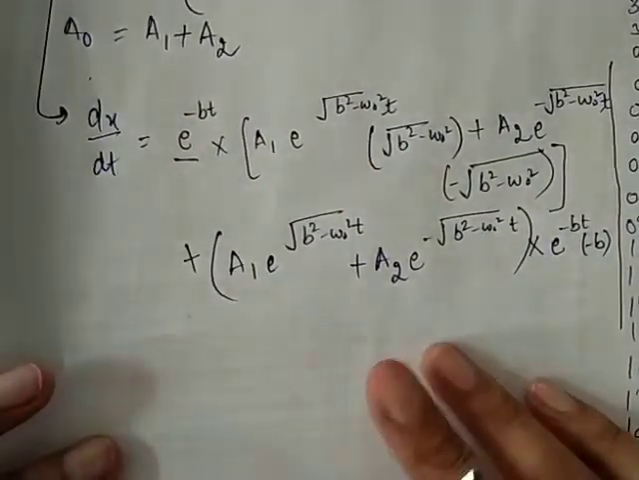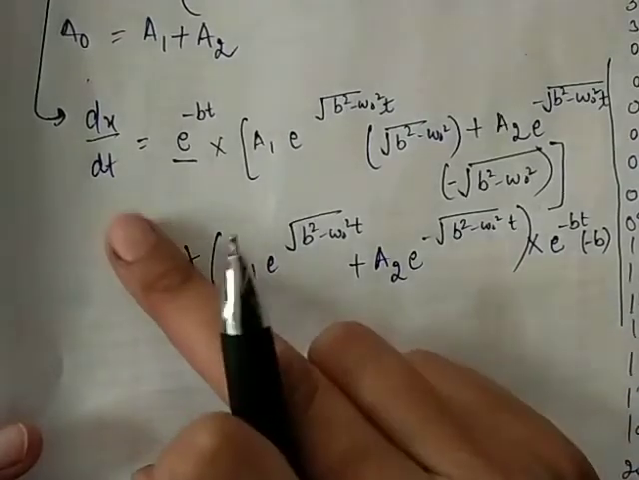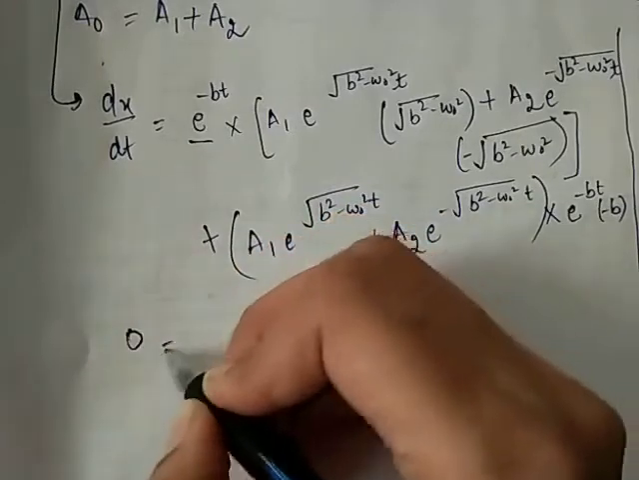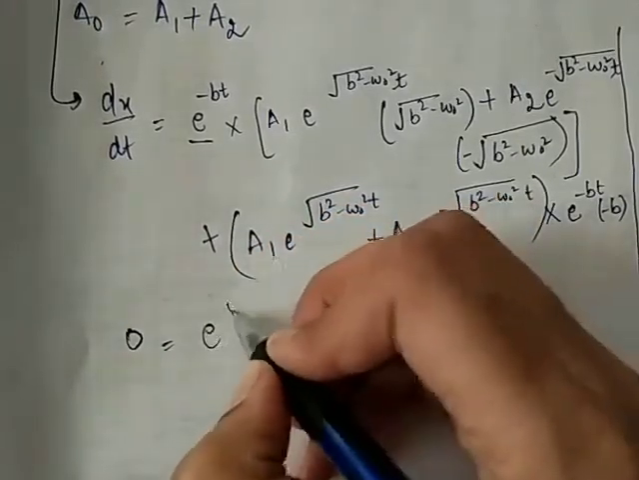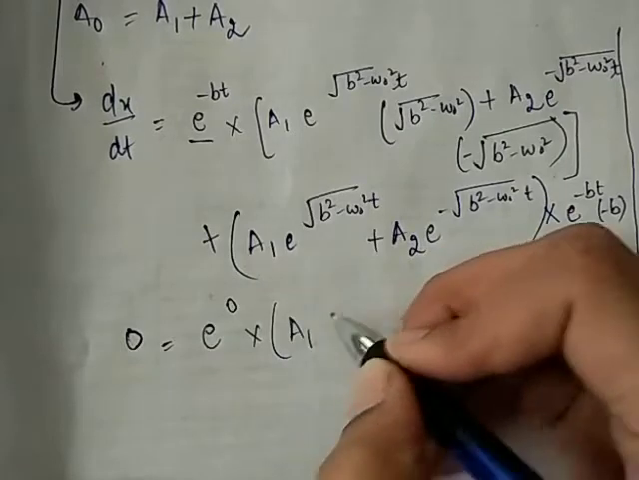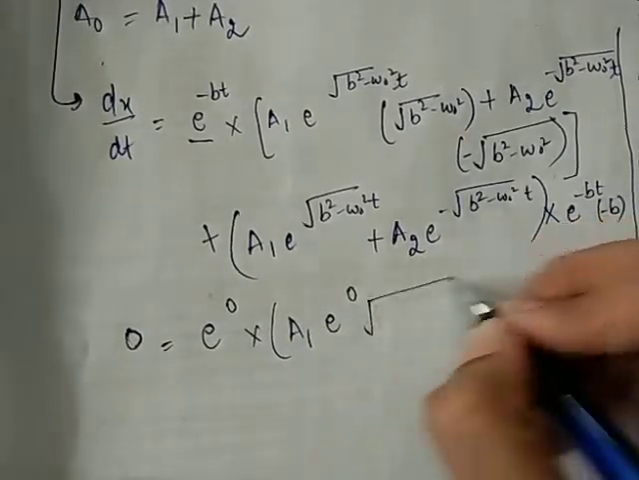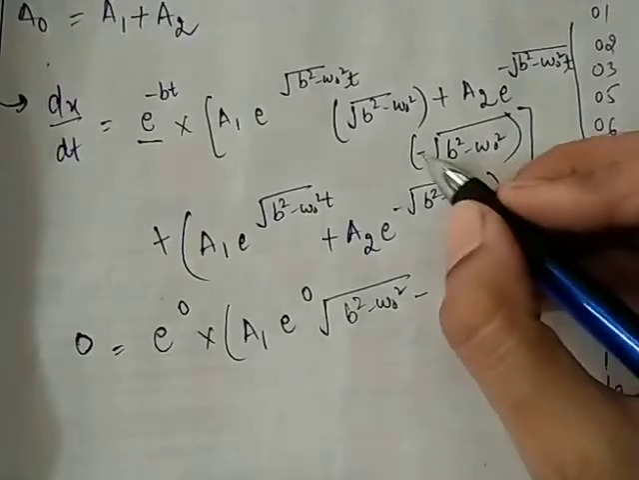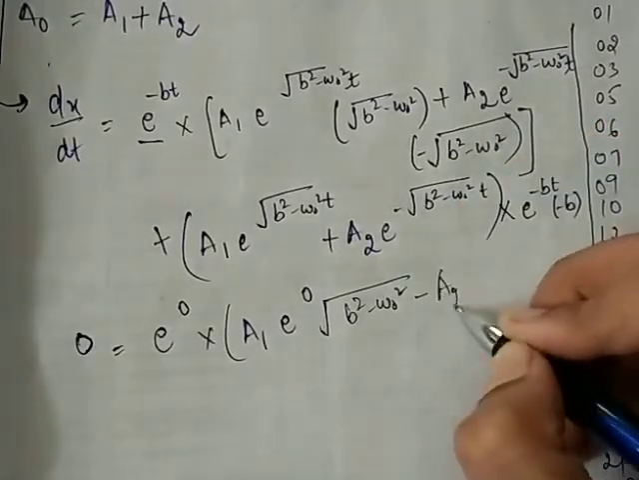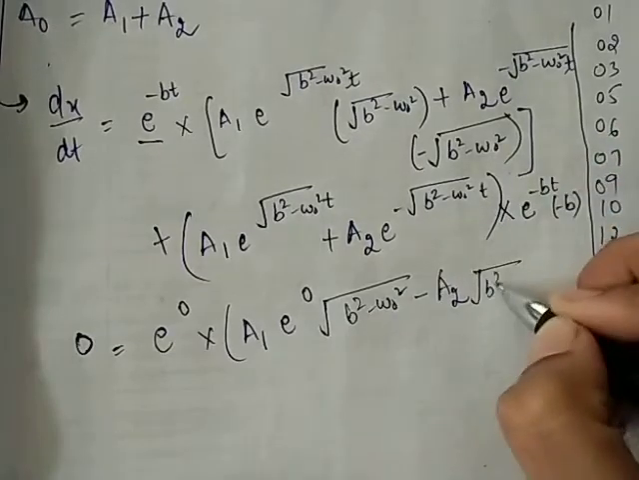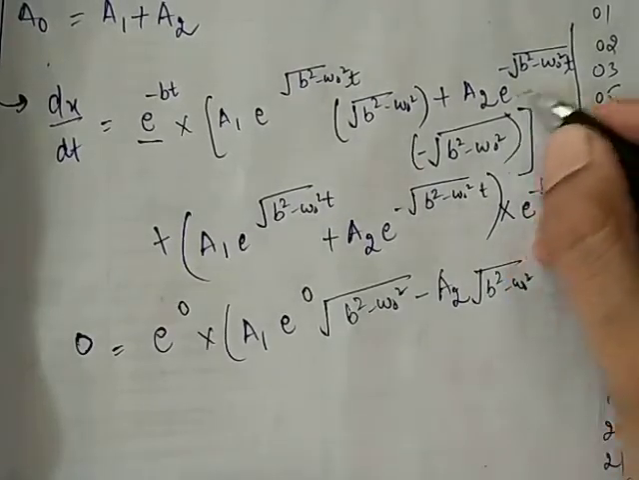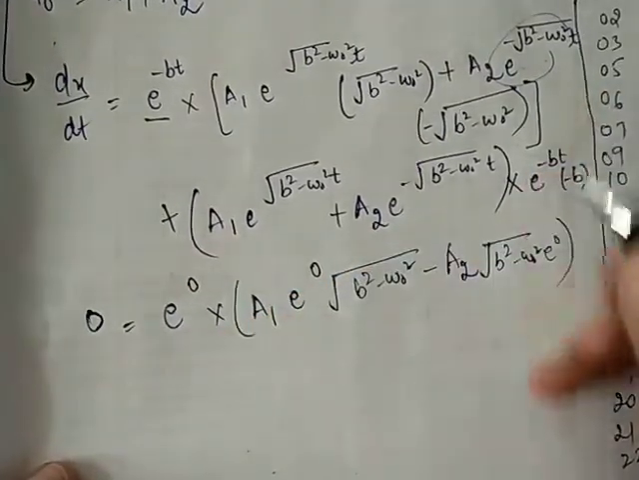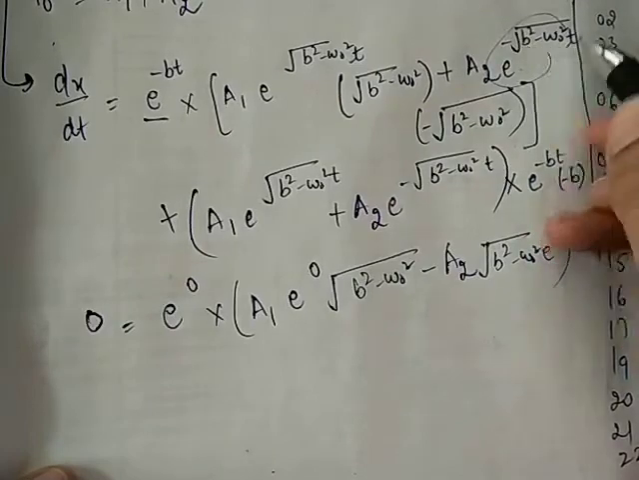Now we are filling in t equal to 0 everywhere. When I put 0, I get e raised to power 0 multiplied by A1 e raised to power 0 and root b square minus omega naught square, and I can put negative over here, minus A2 under root of b square minus omega naught square, and this all e raised to power 0. I'm writing here 0 because when t is equal to 0, this whole part would be equal to 0.